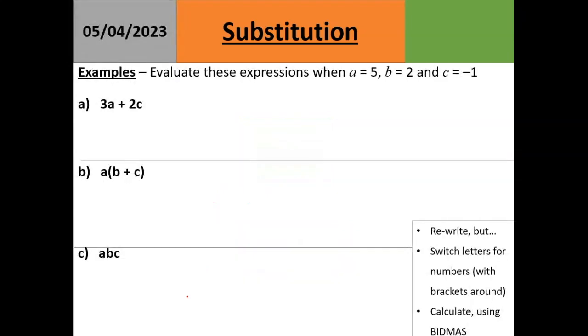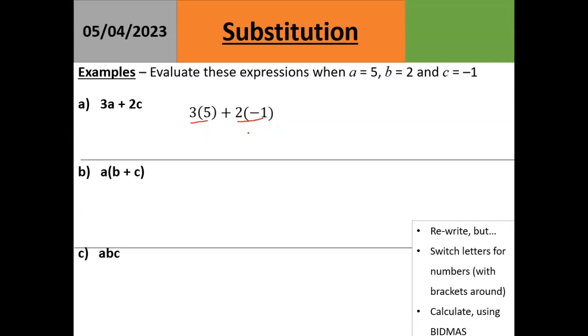Okay. So let's try these 3 examples. So remember what we learned earlier, we rewrite it, but we switch letters for numbers and put the brackets around. So let's try question A first and see what you get. So for the first one, we're going to put 3. In place of the A, we're going to put a 5, and then plus 2, and in place of the C, we're going to put a -1. So we're going to do that multiplication first. So we're going to do the 3 times 5, and then the 2 times -1. That gives me 15. Oh, I forgot. I switched these out, and I don't think I changed the answers.